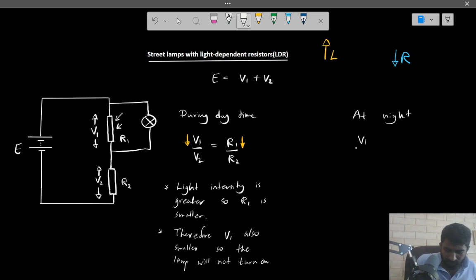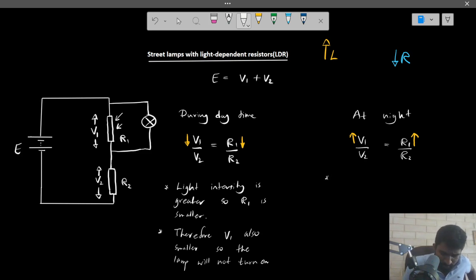we can write the equation V1 over V2 equals R1 over R2. What will happen at night? At night, the amount of light decreases, then R1 increases. So if R1 increases, then what will happen? V1 also increases. Then you get enough voltage at night to turn on the lamp.